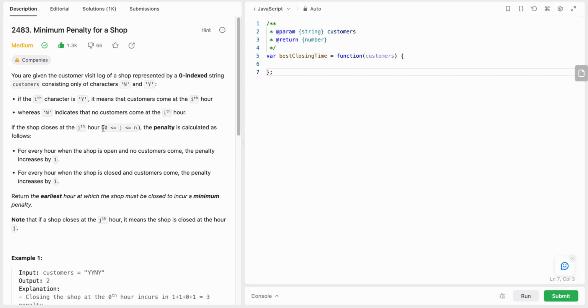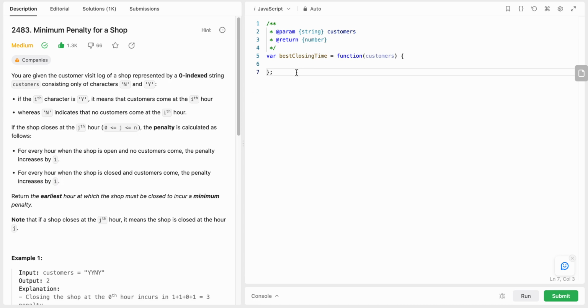and we need to close the shop at the jth hour where j is greater than equals to 0, less than equals n, and calculate the penalty for closing the shop at that given hour. And we calculate the penalty based on these two conditions. That is, if we close at jth hour, then for every hour when the shop is open and there are no customers, then the penalty increases by 1, and for every hour when the shop is closed and customers come, the penalty increases by 1.